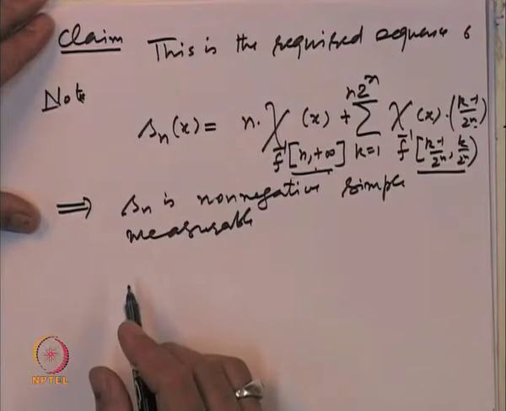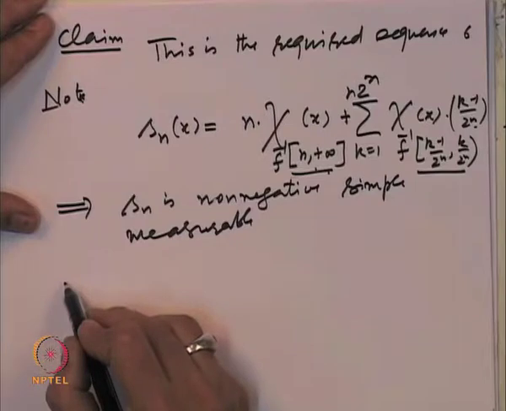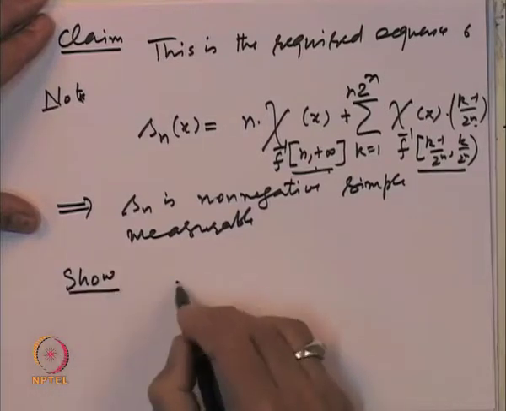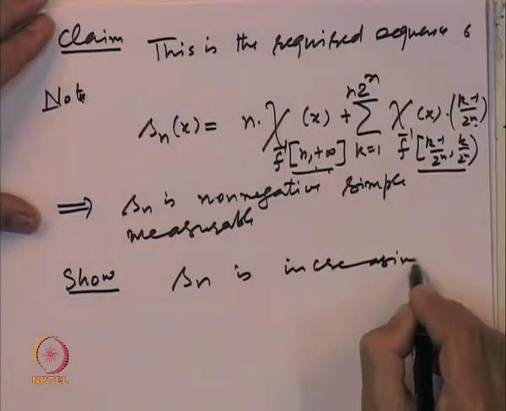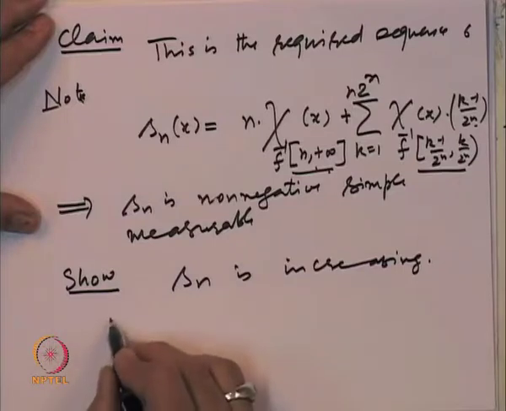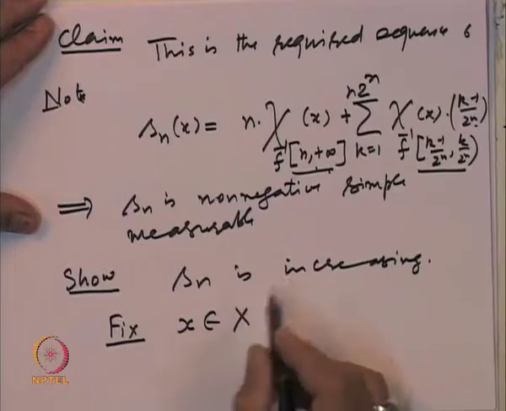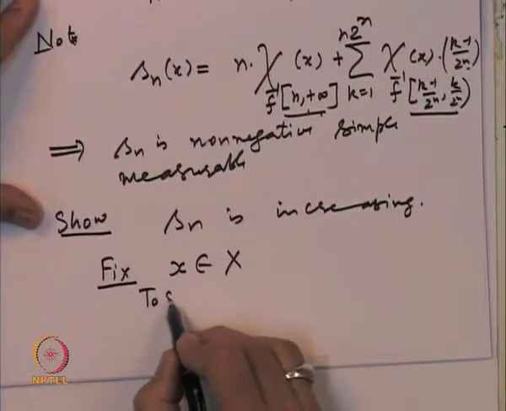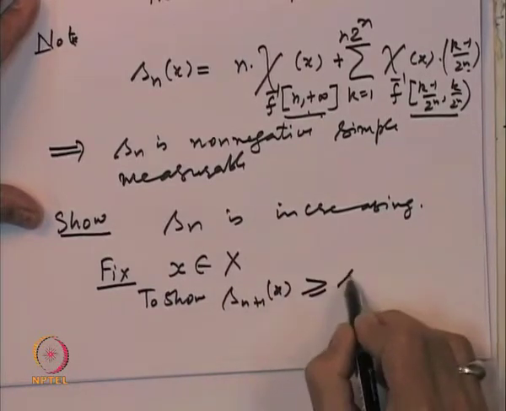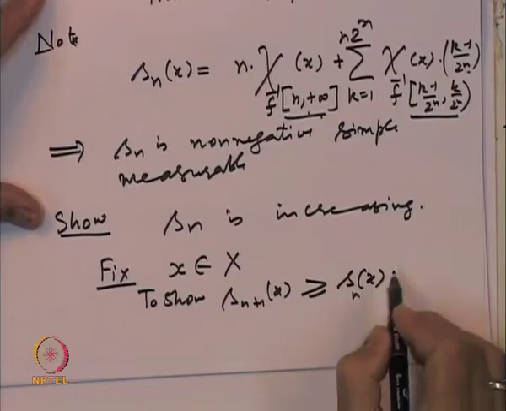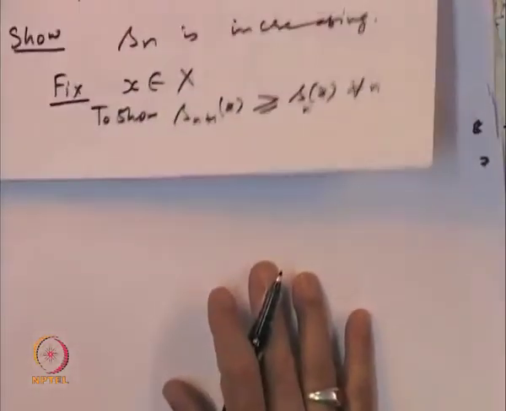And now, let us prove that this S n is increasing. So, claim: we want to show S n is increasing. Let us fix x belonging to X to show S n plus 1 of x is bigger than or equal to S n of x for every n. So, let us look at that. Why is that true?